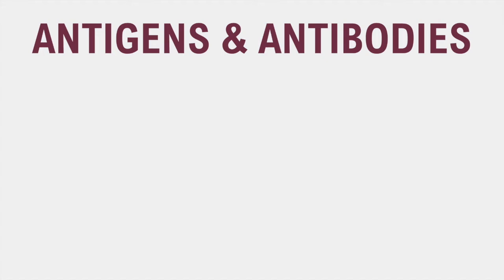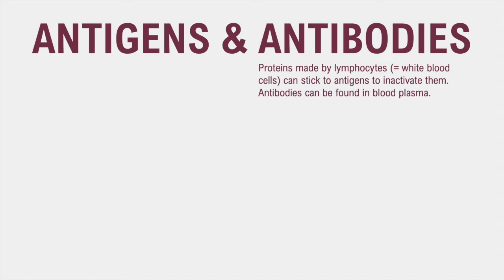As I've already said, antibodies are produced by lymphocytes, and they usually fight bacteria or viruses. But antibodies are also related to blood types, because antibodies can stick to antigens to inactivate them. A new thing is that antibodies are found in the blood plasma. So the white blood cells produce the antibodies, and then the antibodies are found in the blood plasma.